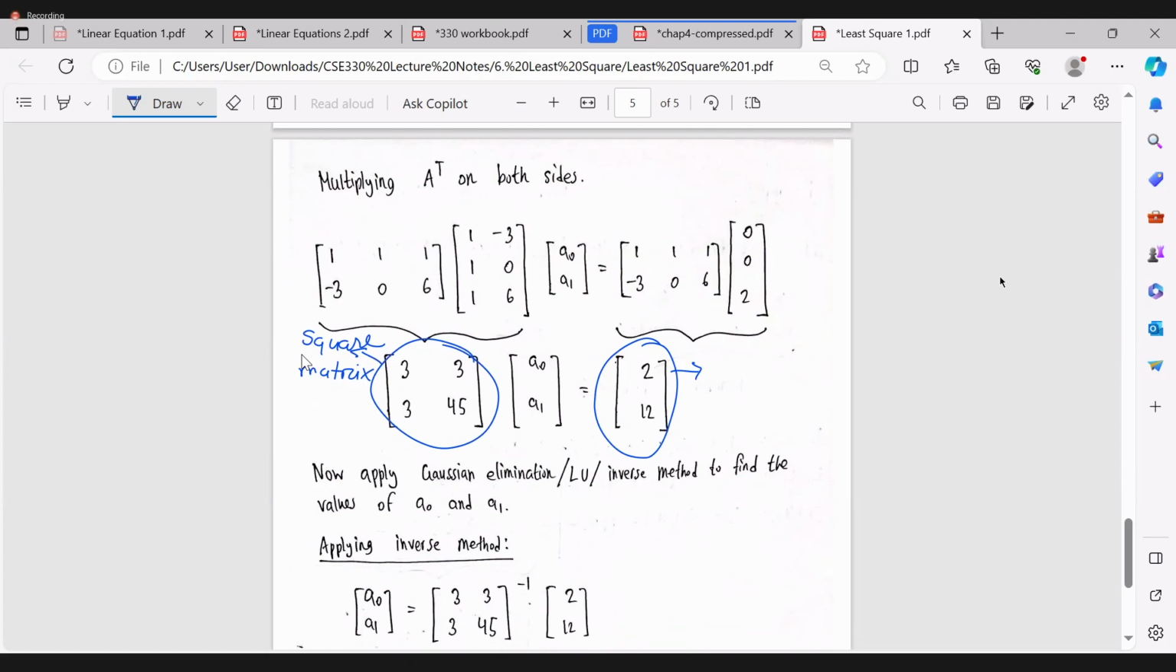Now we have a square matrix. You can apply Gaussian method or LU or inverse method to find the values of A naught and A1. Let's apply the Gaussian. A, this is our A, let's say a new A. This is a new A.